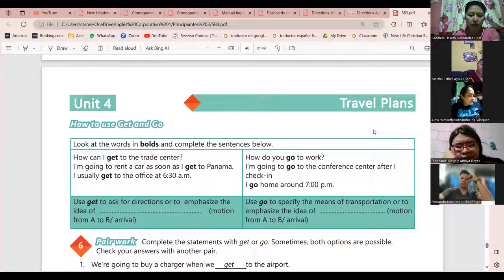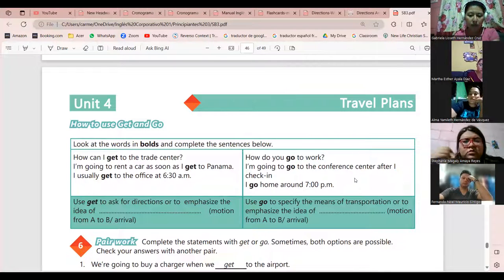Okay, so let's look at these questions, these affirmative and these other affirmative. Let's look at this one. How do you go to work? I'm going to go to the conference center after I check in. I go home around 7 p.m. A question, an affirmative one, and another affirmative one. Okay, so now, can you please complete when we use get and when we use go? How to use get, how to use go.